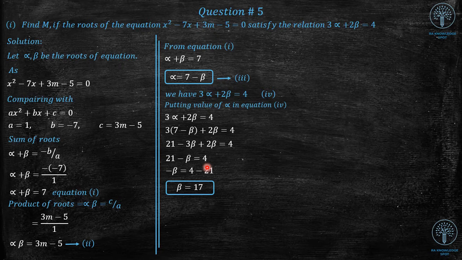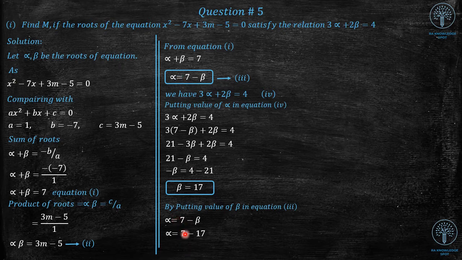Dear students, keep one thing in your mind. You have to find finally m. Beta is not your target, or alpha is not your target, but with the help of alpha and beta we can actually find m. How? Now see further. Now we are going to put the value of beta in equation number 3 so that we can have the value of alpha. Now as we know that alpha is equal to 7 minus beta from equation number 3.